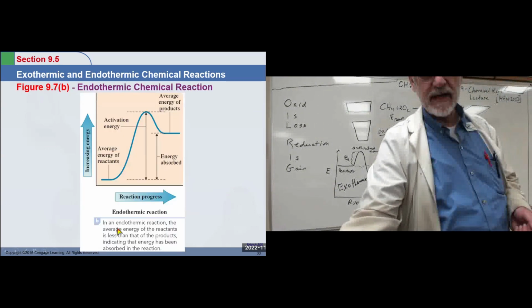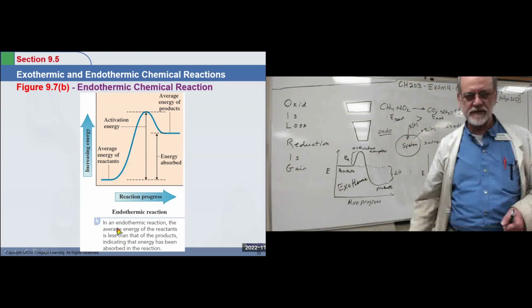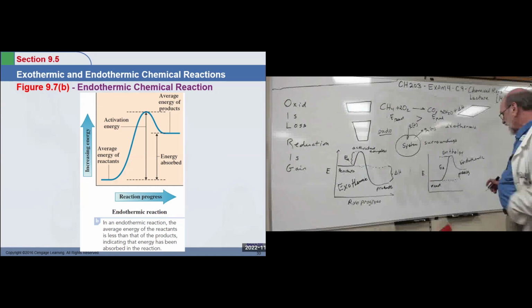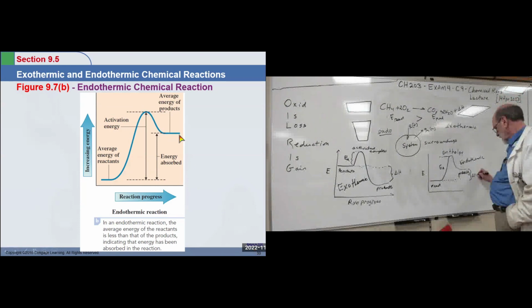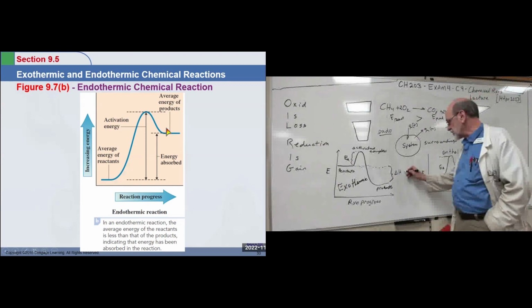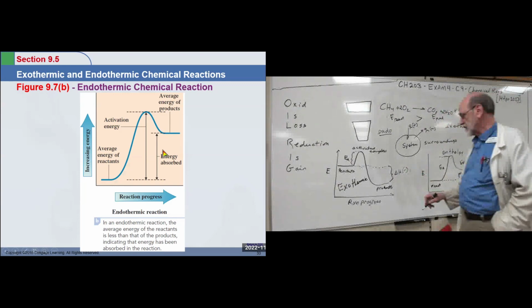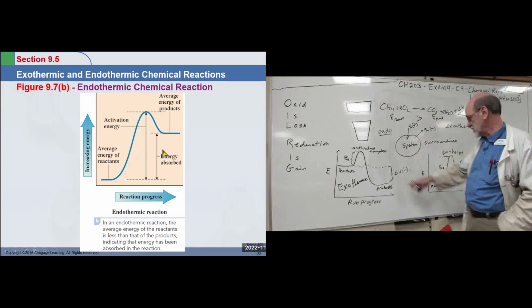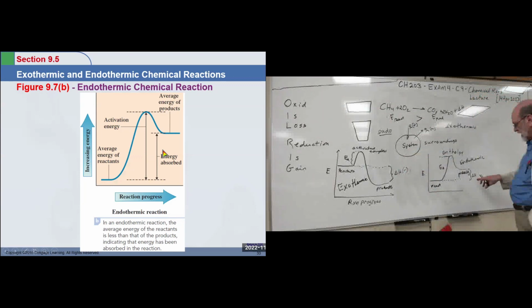All right, and there's a slide with the same thing on it. And the amount of energy here, this is delta H. This delta H is going to be a negative value because the system is losing energy. But here, the delta H is positive because we've added this much energy into the products from here to here.